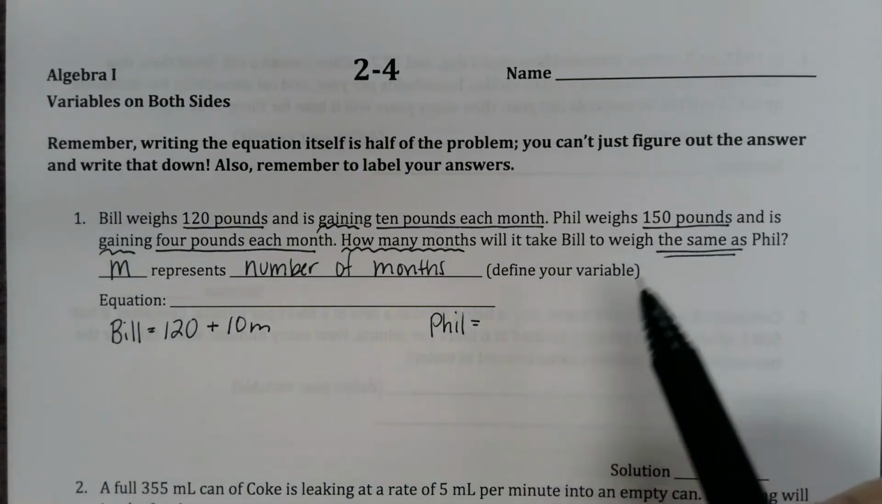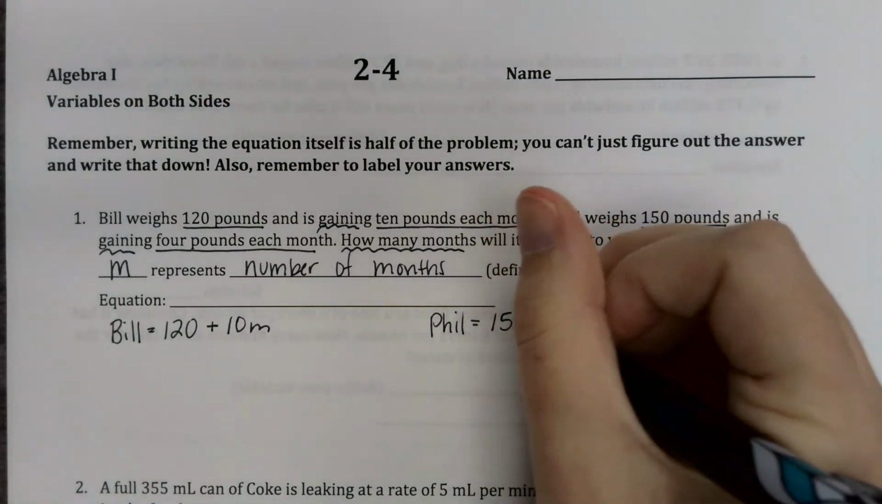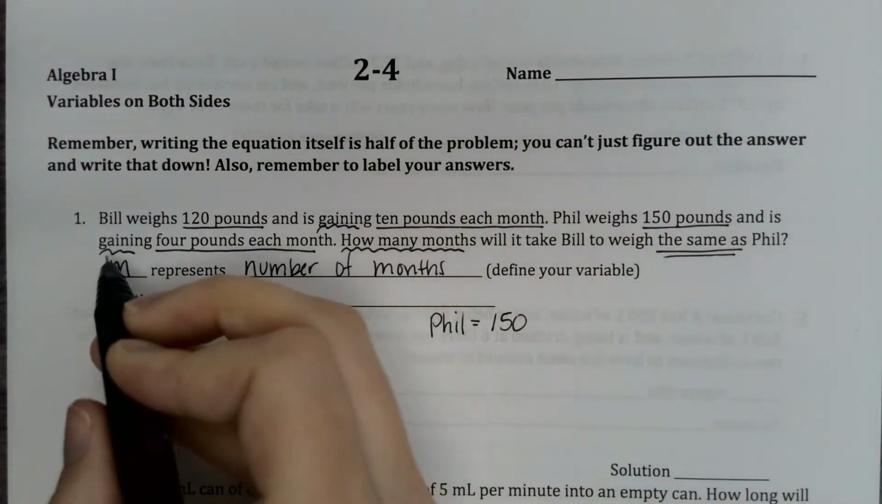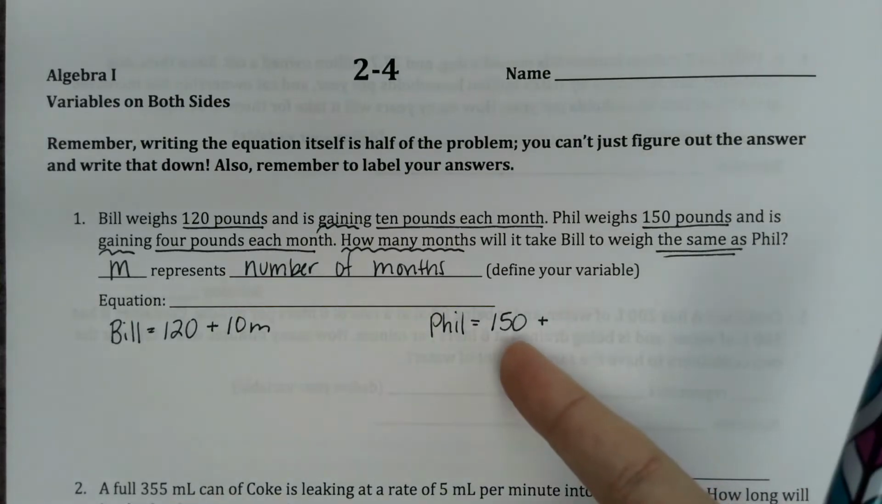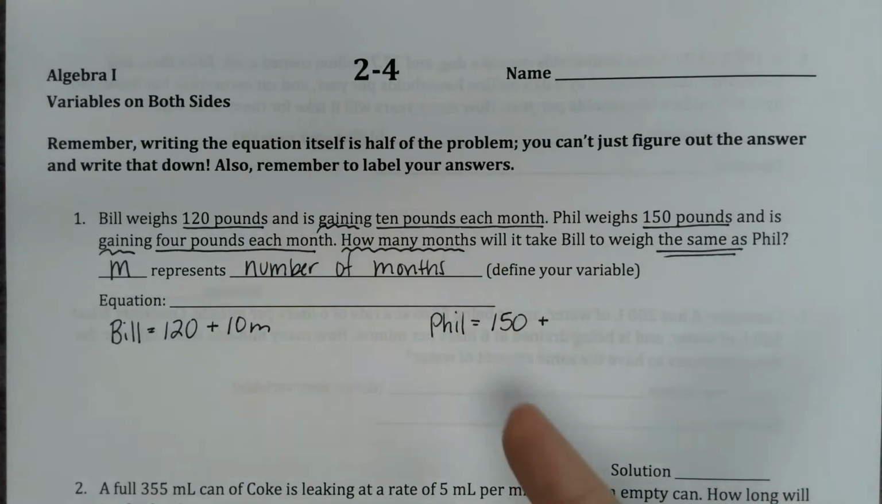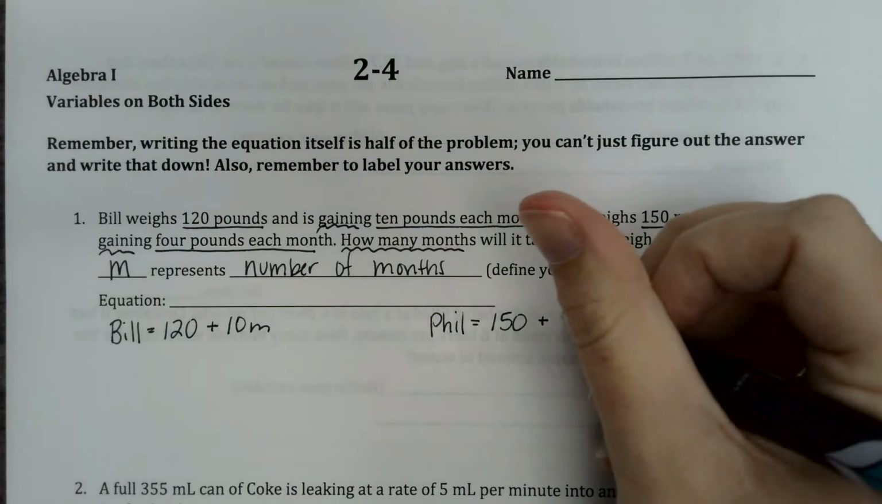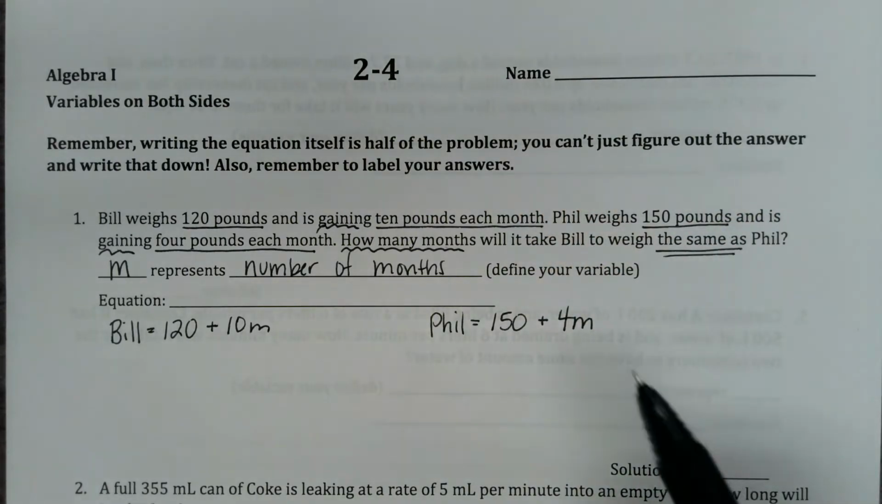So now we're doing the same thing with Phil. So Phil's starting weight is 150, so that's where he's starting, and is also gaining, so we're adding 4 pounds each month. So if we're adding 4 pounds each month, let's figure out what that means. So 4 pounds each month. If I had 3 months, that means I'm going to gain 4 times 3 because that's a total number of pounds I would gain in those 3 months, which would be 12. And then we'd add it to the 150 and we get Phil's weight. So I have 150 plus 4M. For every month, I add in 4 more pounds.